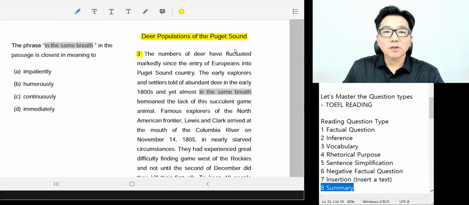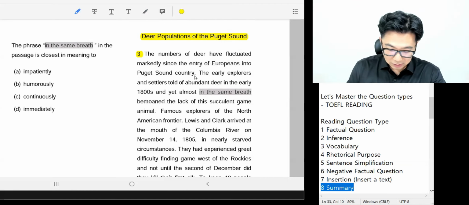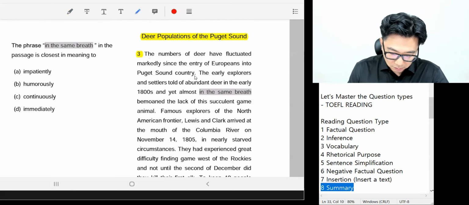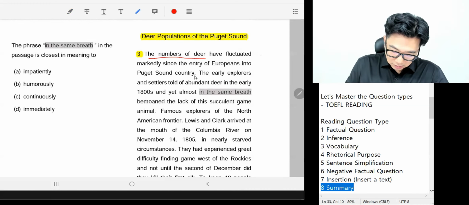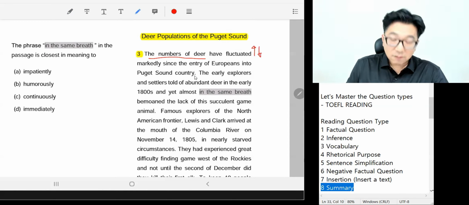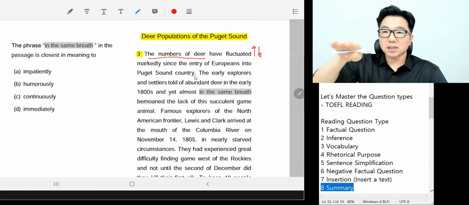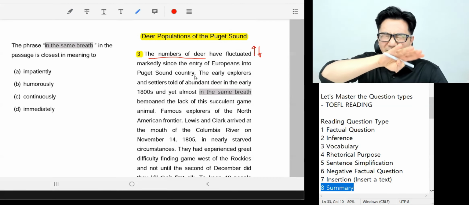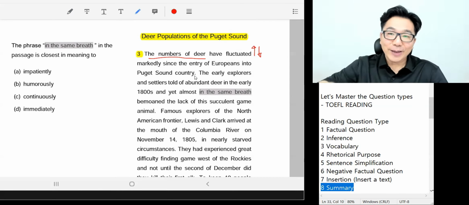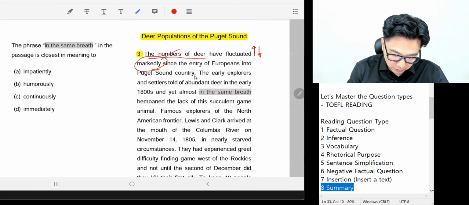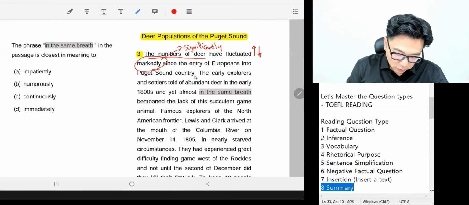The numbers of deer have fluctuated markedly since the entry of Europeans into Puget Sound country. So this means the numbers of deer's population is up and down, fluctuated. Okay, it's not constant. It's not constantly going up. It's not constantly going down. It fluctuates. It's up and down. Okay, markedly should be in your TOEFL vocabulary. Significantly or noticeably. Okay, that's what it means.